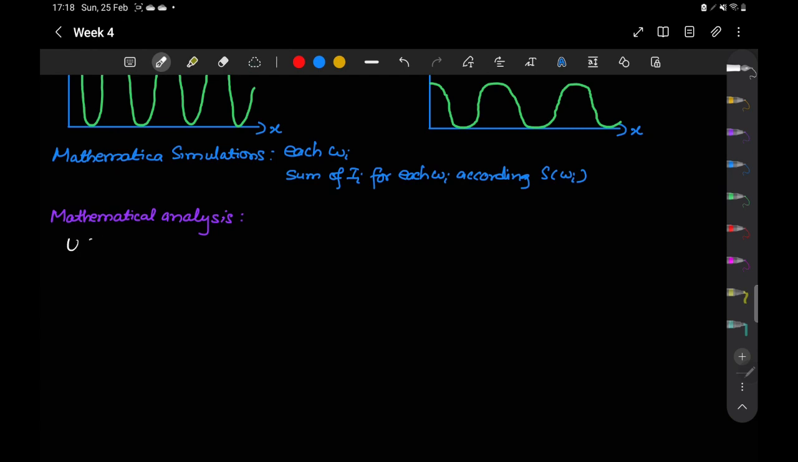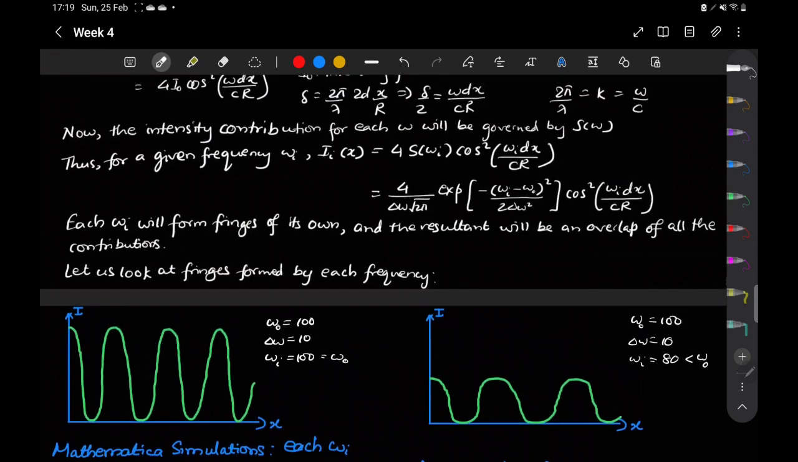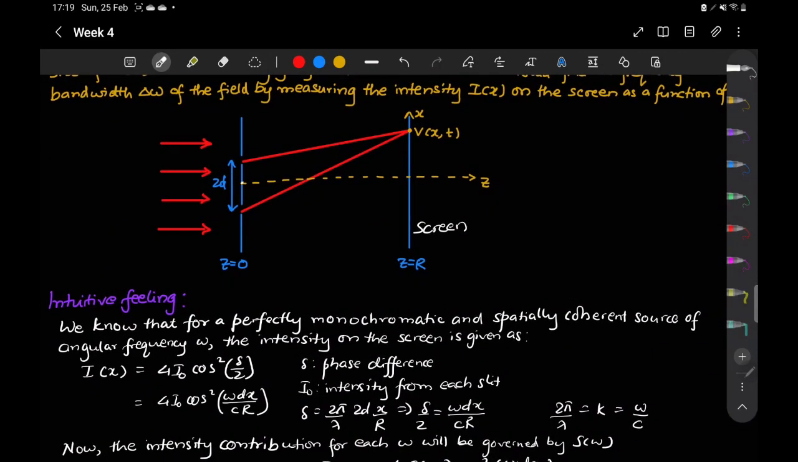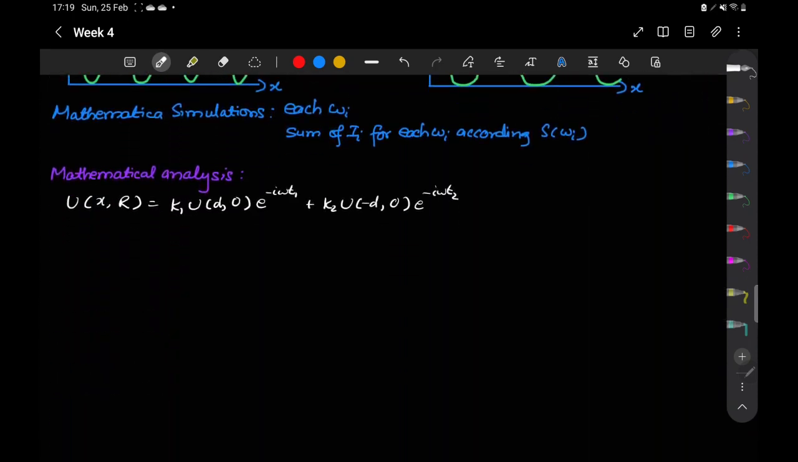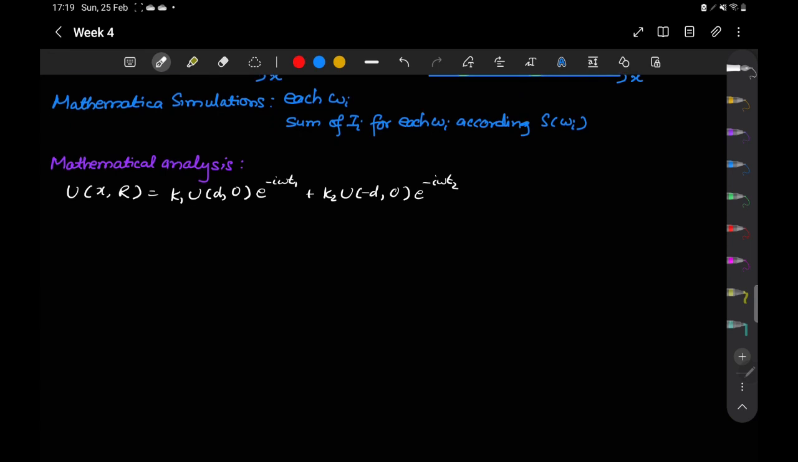So, let the field at the screen at location x and z distance r be given as follows. That will be the sum of the fields coming from each of the two slits. For the first slit, that's the contribution. Then this is for the second slit. And this is because I'm taking the origin over here. So this point is plus D, this point is minus D. So that's why plus D and minus D, that's the contribution from each of the slits.